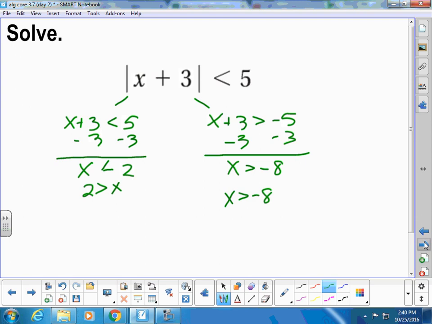So I already have the x, then I'm going to put the 2. So 2 is greater than x, which is greater than -8. Or I could have written it -8 is less than x is less than 2. So that's two different ways it could be written. Both of the ways are just fine. If you notice the arrows or the signs all point at the x the way they're supposed to. So either one of those is right, but we write them together as one.